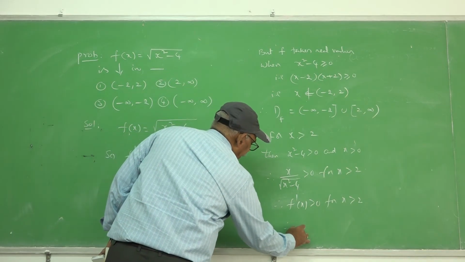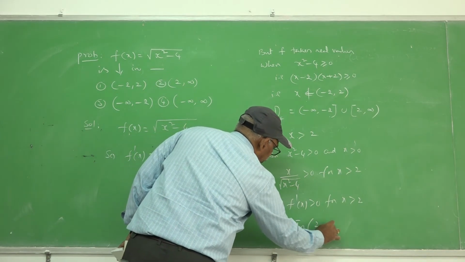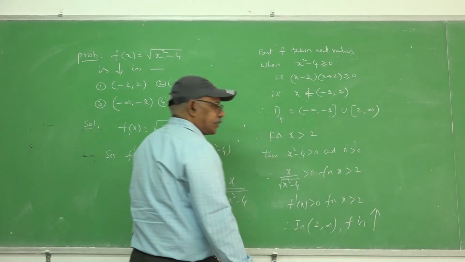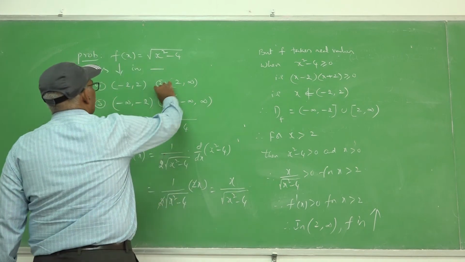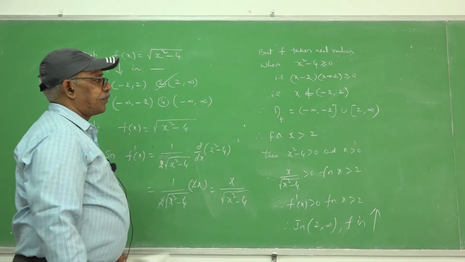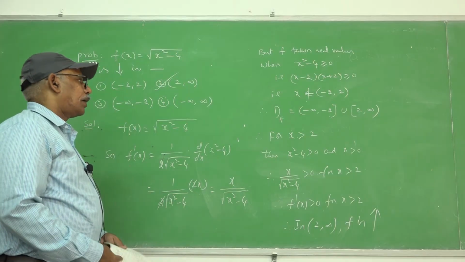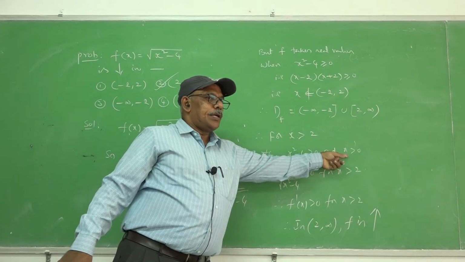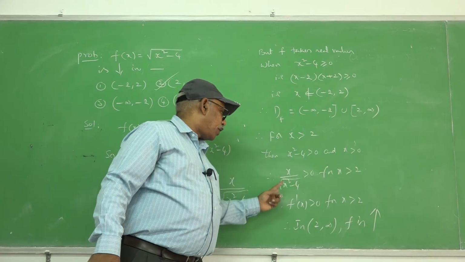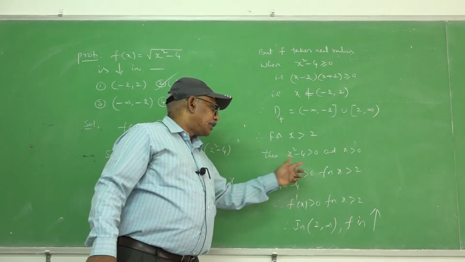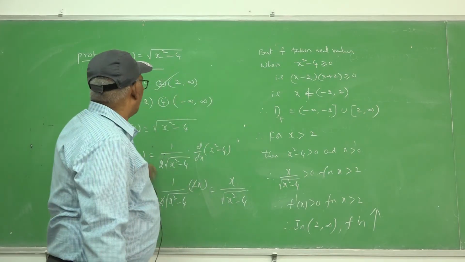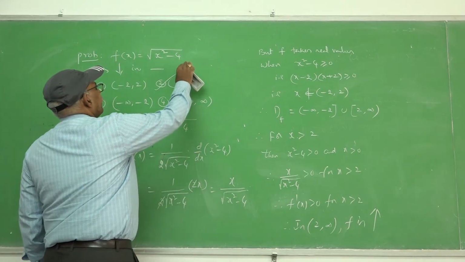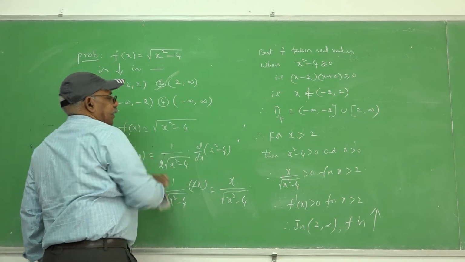So, therefore, in the interval 2 to infinity, f is increasing. F is increasing function. In 2 to infinity, f is increasing function. For x negative, though the denominator is positive, the numerator is negative. So, negative by positive gives us negative. In such case, f is decreasing, not increasing. But here we are in need of decreasing, of course. Decreasing means the value must be taken negative.